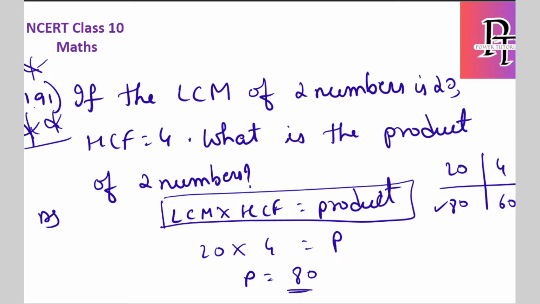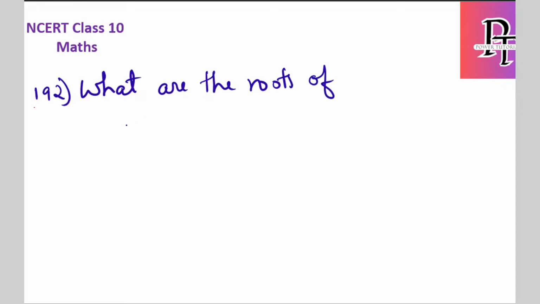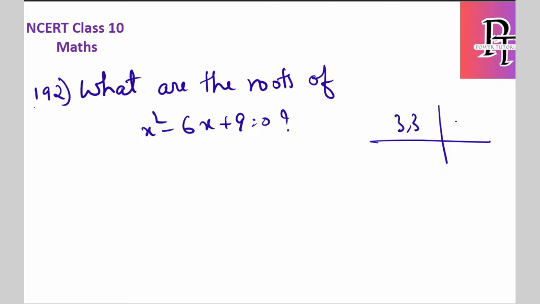Okay, let's go to the next one. 192nd question. What are the roots of a quadratic equation they have mentioned? What are the roots of the equation x square minus 6x plus 9 is equal to 0, which is a quadratic equation. And the options are 3, 3; minus 3, minus 3; 3, minus 3; minus 3, 3.